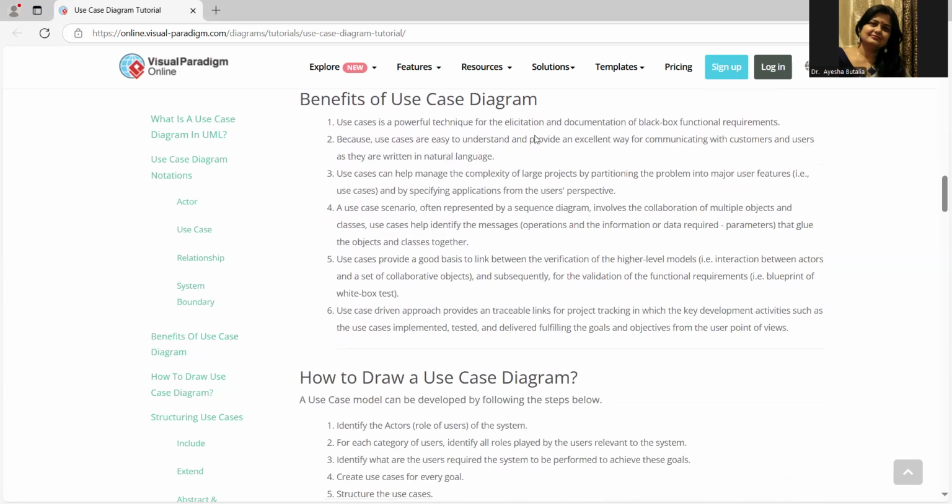So these are the different benefits of use cases. I'll just give you a moment. You can just read it. These are actually what we discussed, but in properly formatted language. If you want, you can click a picture as well.